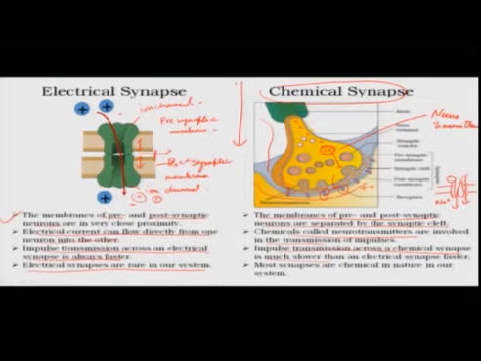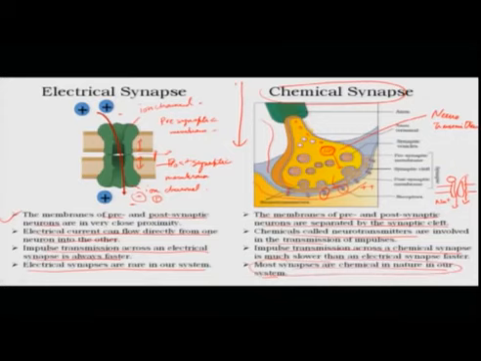Now, it is obvious why it is slower, because it involves the transfer of an electrical impulse into a chemical signal and then again into an electrical impulse. So, this takes time. Most synapses are chemical in nature in our system. Towards the end of this lecture, I will ask you certain questions, and when I answer those questions, you will get to know why most synapses in our human body are chemical in nature and not electrical.